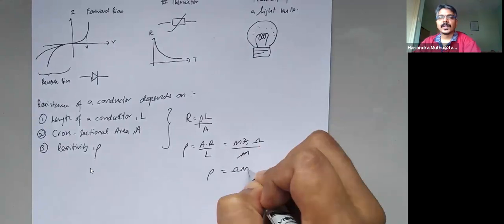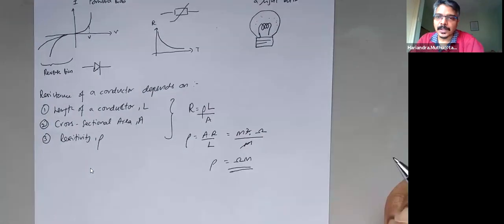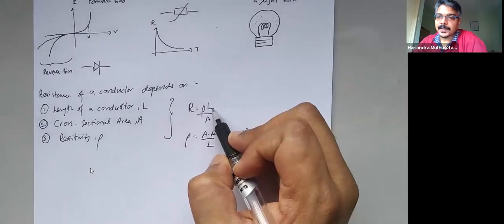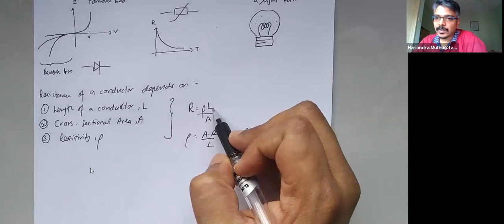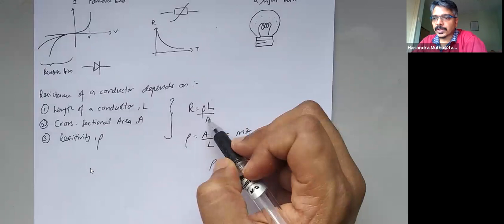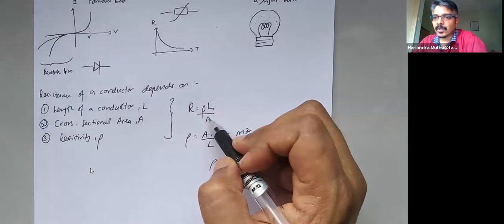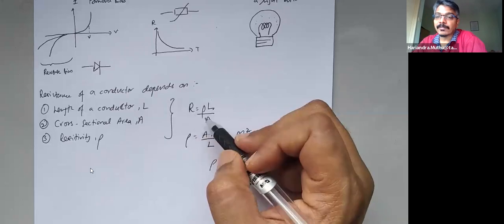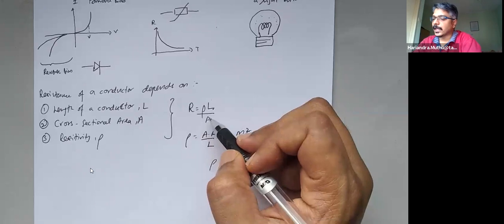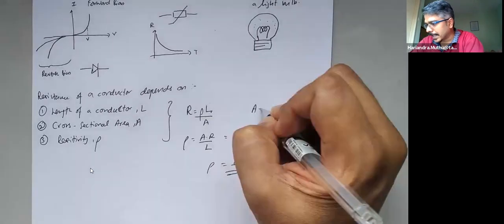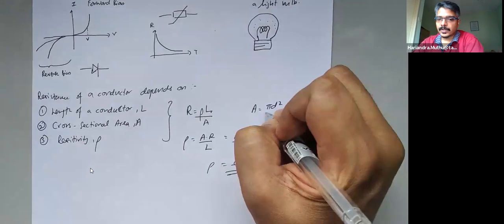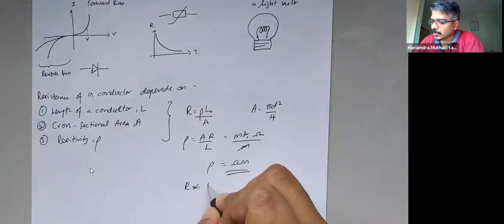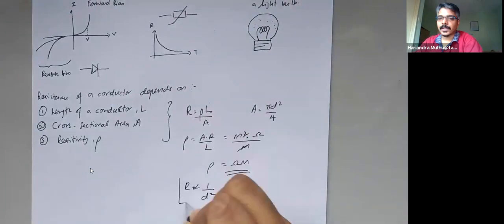So this shows that the resistance of a conductor is proportional to the length. The longer the conductor, the resistance will increase, and it depends on the cross-sectional area of the conductor or the wire. So that means a thinner wire will have higher resistance, a thicker wire will have lower resistance. Okay, in other words, A equals pi d squared over 4. So meaning the resistance is inversely proportional to the diameter squared.